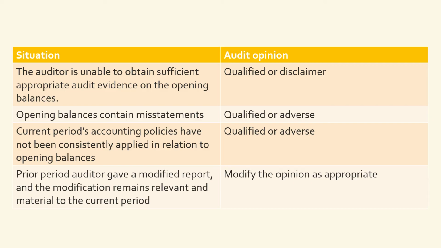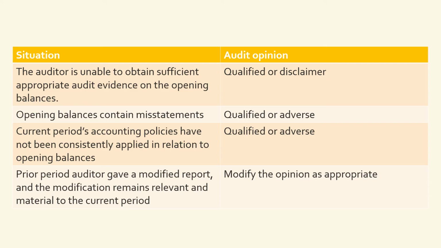Because remember, this is a scope limitation. And for a scope limitation, you could give either qualified or disclaimer depending on the pervasiveness, right? So in this case, if you were not able to audit the beginning balance, then the ending balance will also be affected. The audit opinion will either be qualified or disclaimer. If the opening balances contain misstatements and these have not been corrected, then the ending balance of the current period, which will be covered by your audit opinion, will contain either a qualified or adverse opinion.